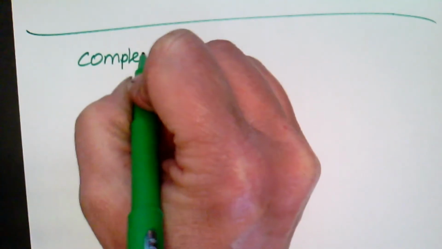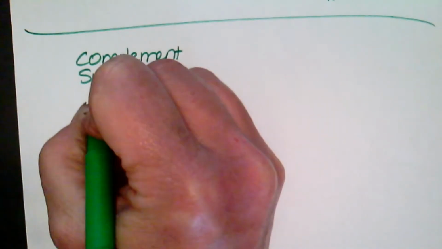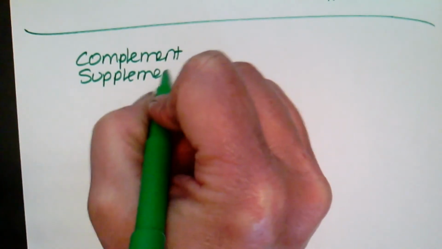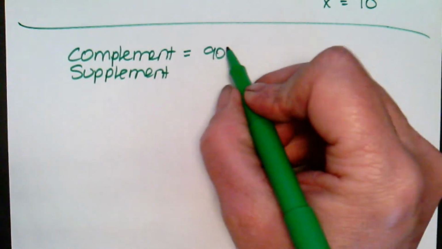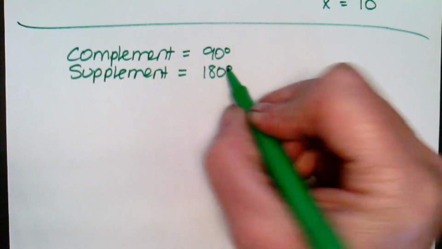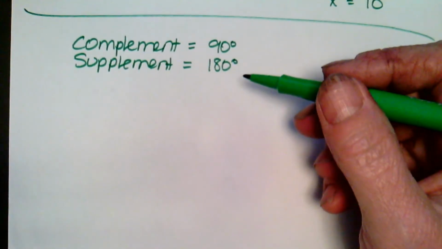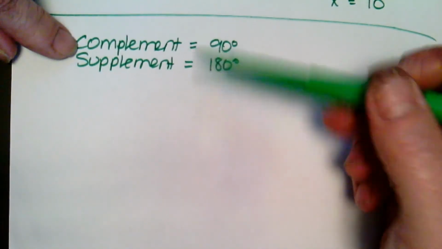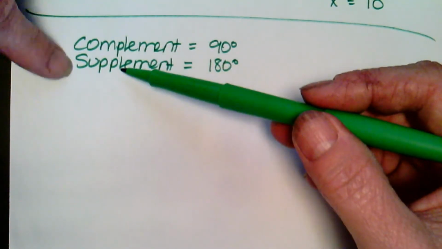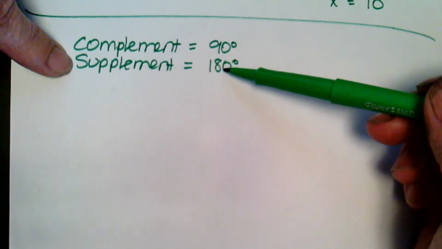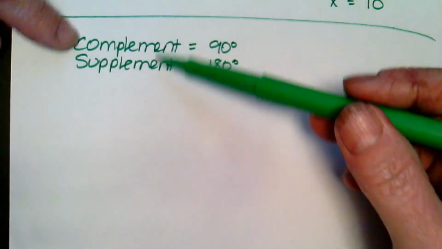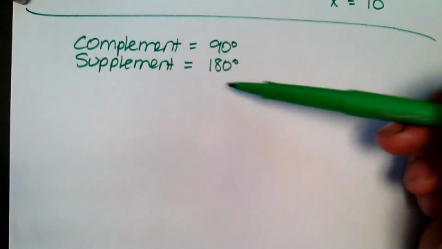Alright, we also talk about complement and supplement. So complement is the angles add up to 90 degrees. Supplement is 180. And I got these confused for a long time, so I just had to find a way to remember them. If you put them in alphabetical order, C and S, then you know that C goes with 90 and S goes with 180, because that's the order. This goes in alphabetical order, this goes in numeric order.